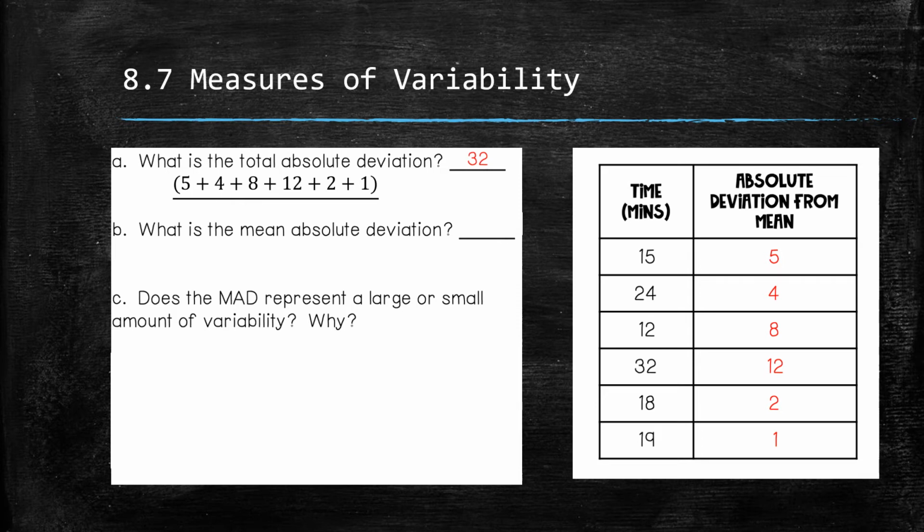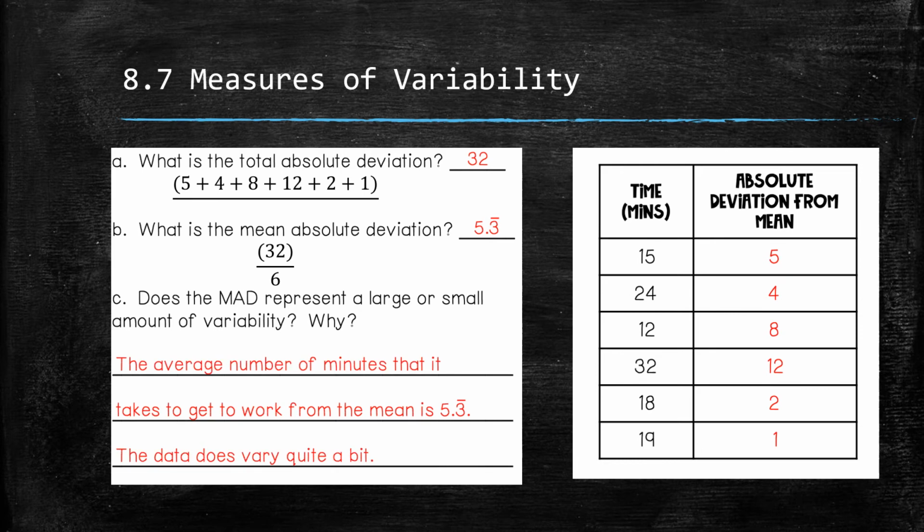And then I'm going to take the mean of the absolute deviation from the mean by dividing by 6, because that's how many data points we have. And I get a repeating decimal, so 5 3/10. So what does that MAD represent? Does it represent a large or a small amount of variability, and why do you think?